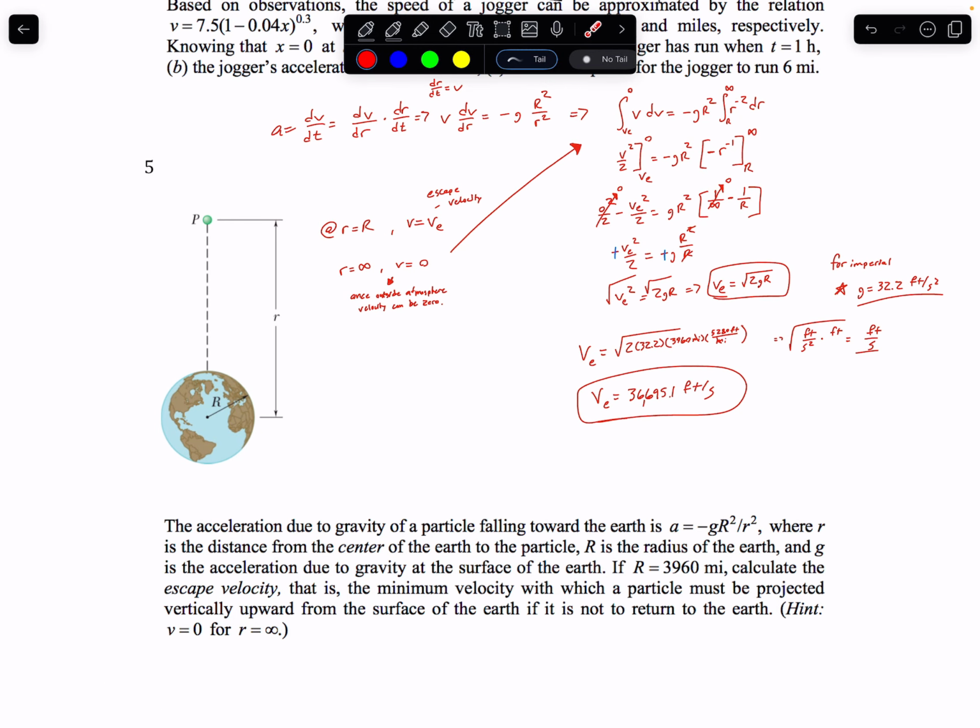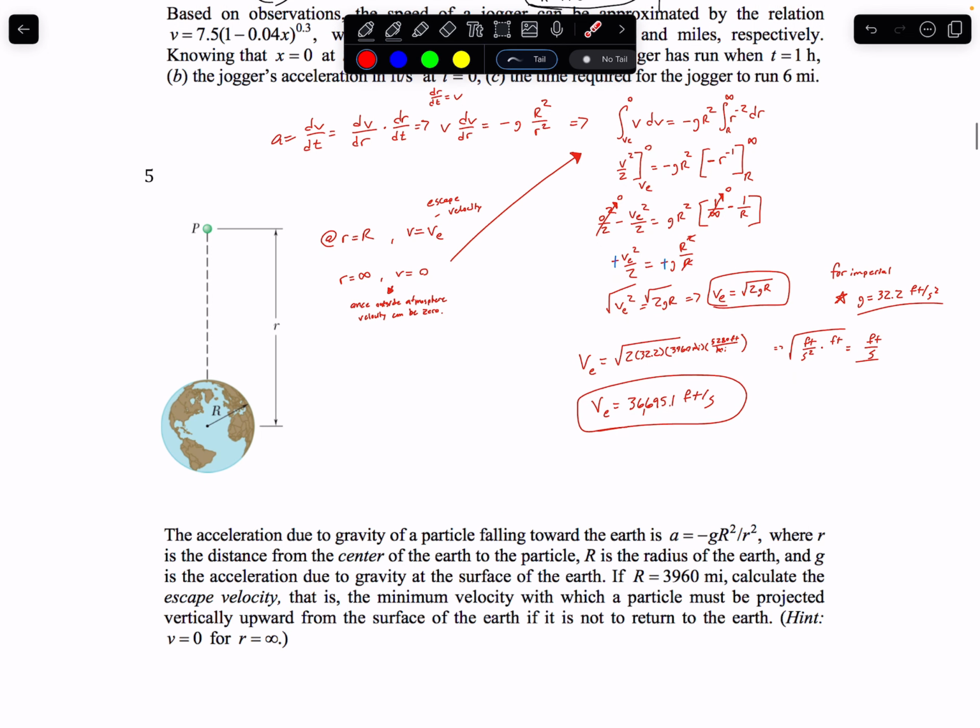Question number 5. We are looking for the acceleration due to gravity of a particle falling towards the Earth. We're given that equation here. G is a constant, and I believe big R is a constant as well, so it's all constants up top. R is the distance away from Earth, I believe. And so we are looking for the escape velocity.